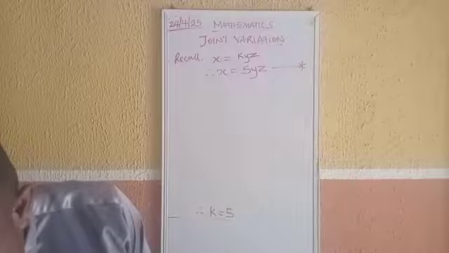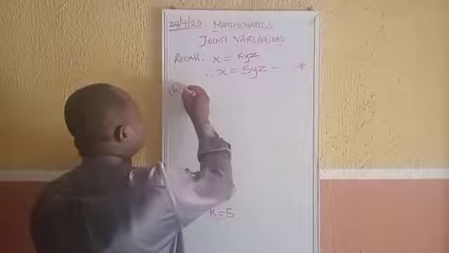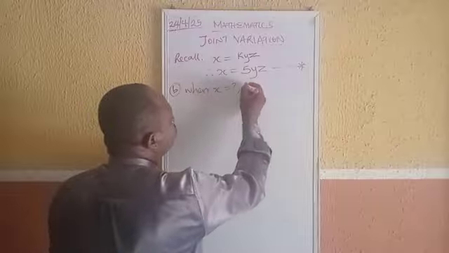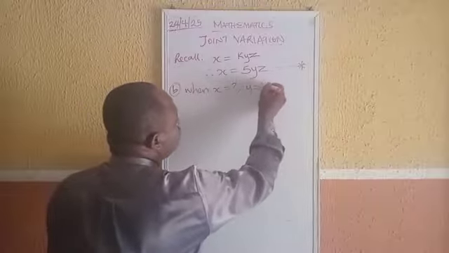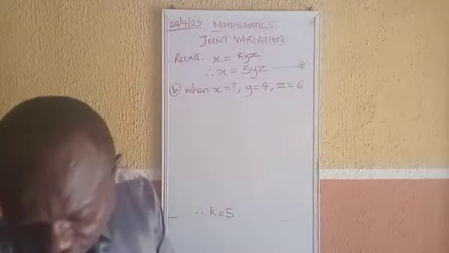Question B says, find x when y is 4 and z is 6. So x we don't know, y is 4, z is 6.